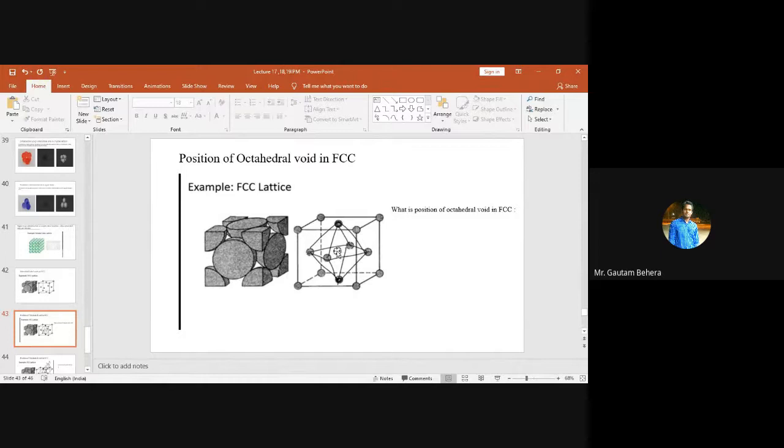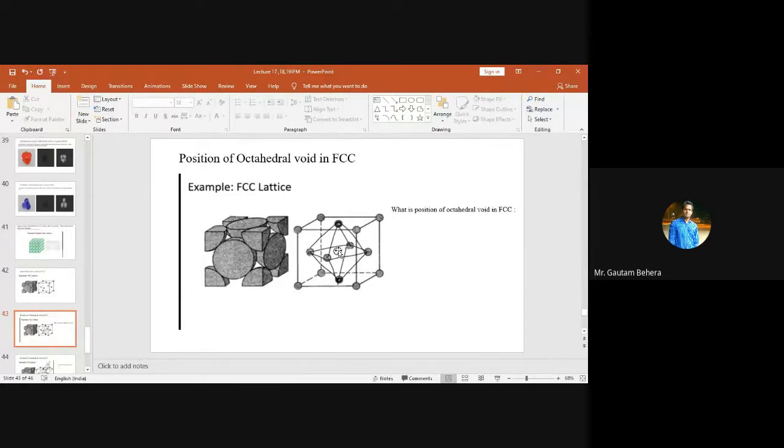As I told, an octahedral void will form between 6 adjacent atoms. Just count. This is 1, 2, 3, this is 4, this is 5, 6. So a total of 6 atoms are present. Just have a look. These 4 atoms are in one plane. One atom at the top position, another atom at the bottom position. So this is the void position. The center of this octahedron is nothing but a void. So this is an octahedral void.